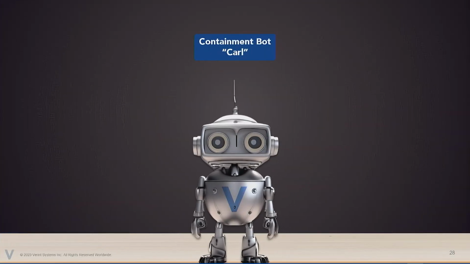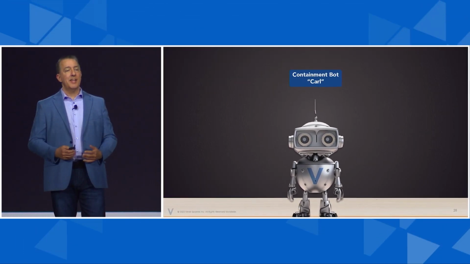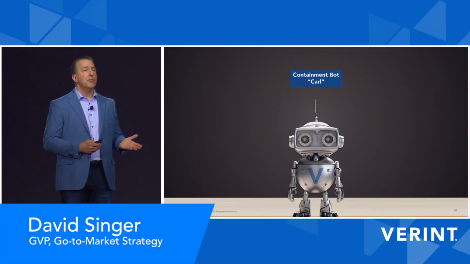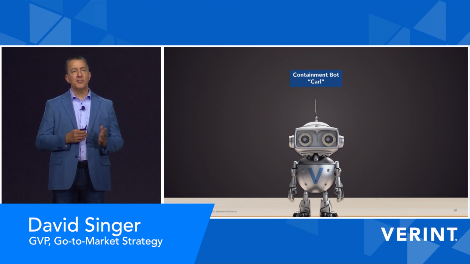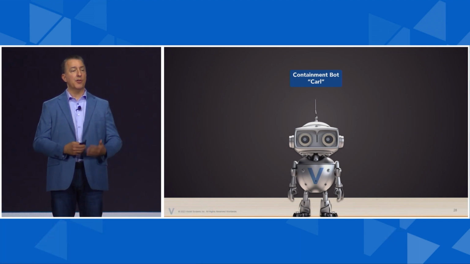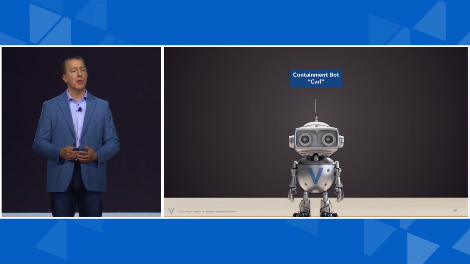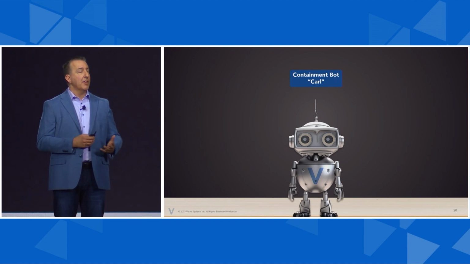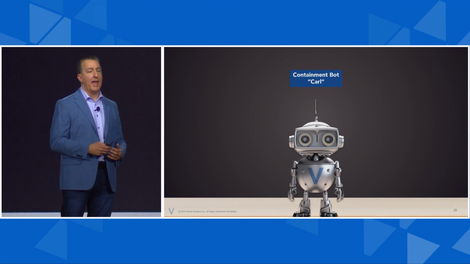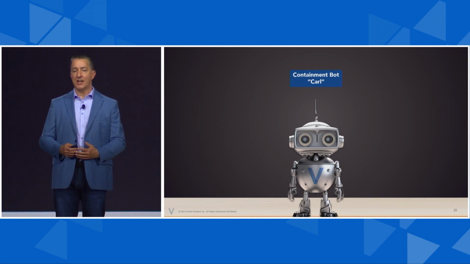So meet Carl the containment bot. So what is a containment bot exactly? The purpose of this bot is to not only deliver exceptional self-service to your customers, but reduce the number of interactions that have to get to or transfer to a human agent in the contact center. The containment bot is going to provide personalized answers on the customer's device and channel of choice.